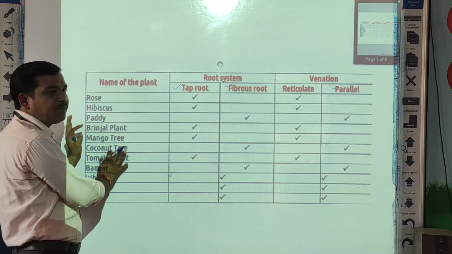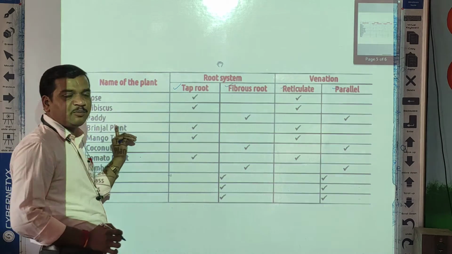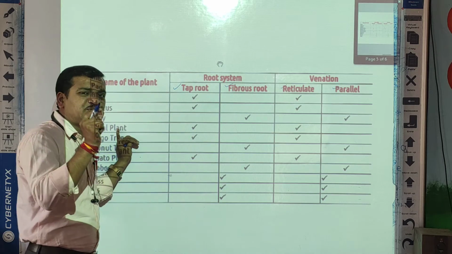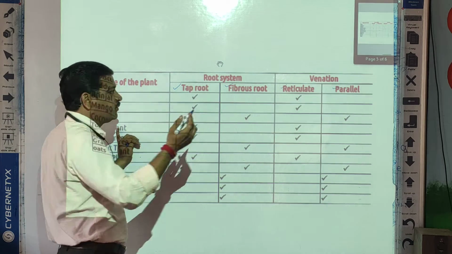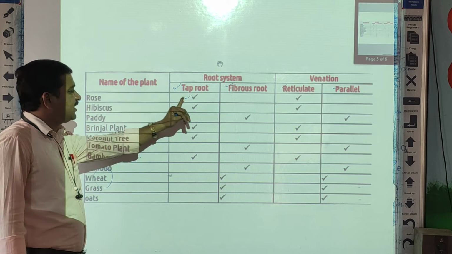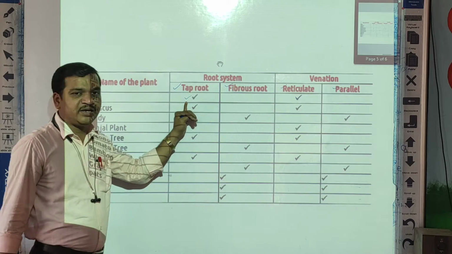Then you can take one plant, one example, first one, rose plant. What type of root system is there? Is taproot there or is fibrous root there? Just see the leaf, you will understand. So you have taproot system. If the plant has taproot system, then surely the venation will be reticulate venation.